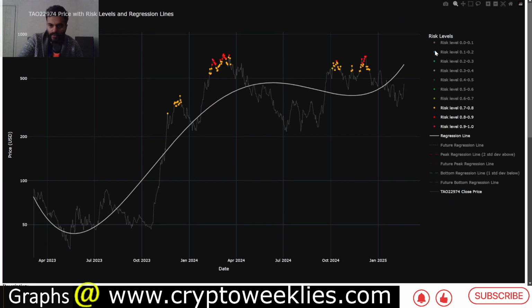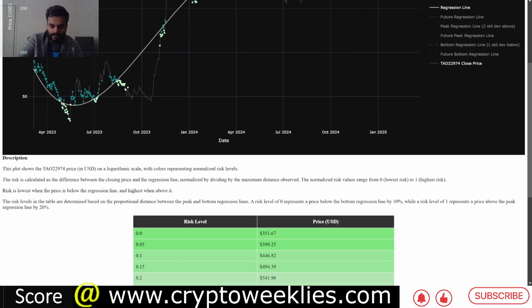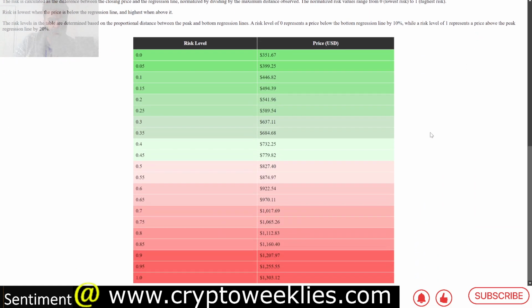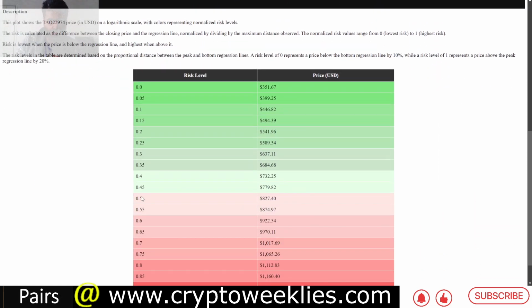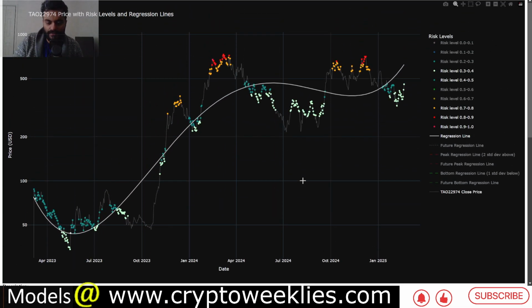Right now, per this model, the risk levels are between 30 and 40%, slightly higher than 40%. As a forward looking guidance, the price target, from risk between 50% and 80%, is at around $827 and about $1100. That's the range forecasted by this model.